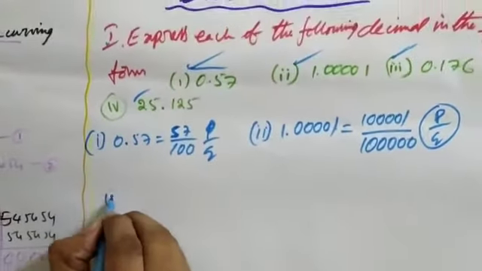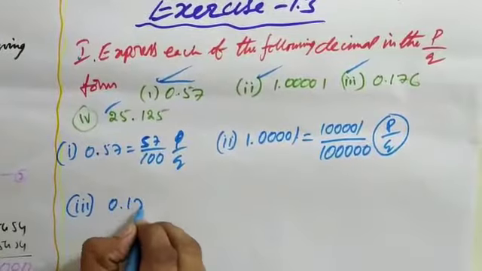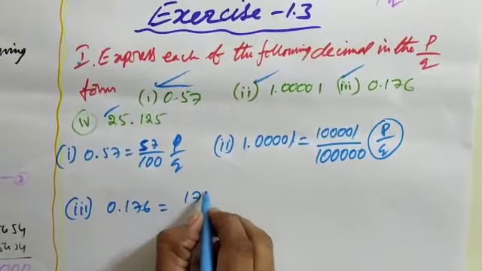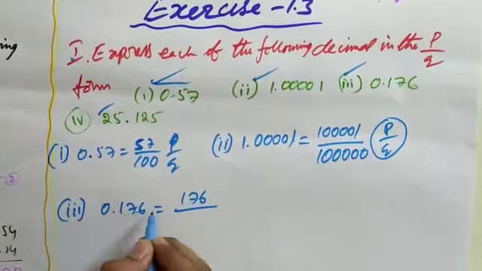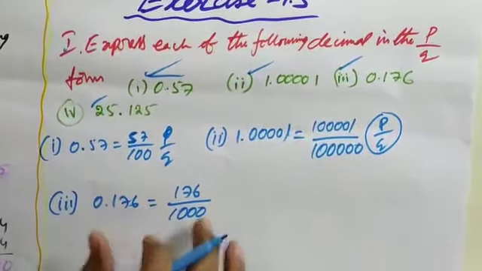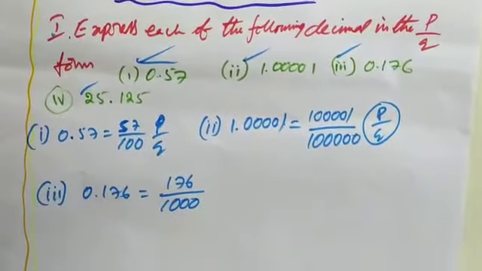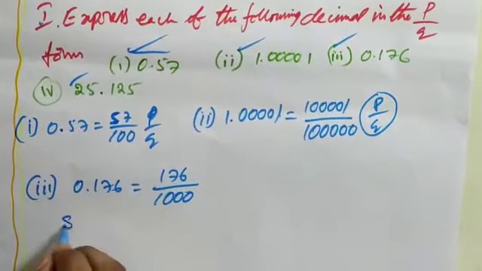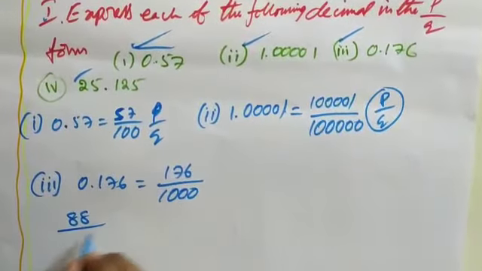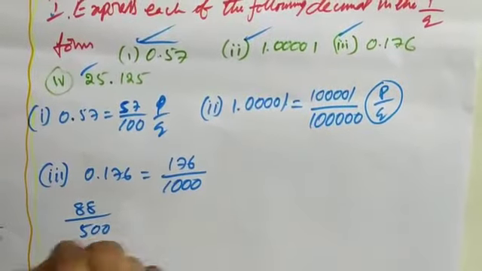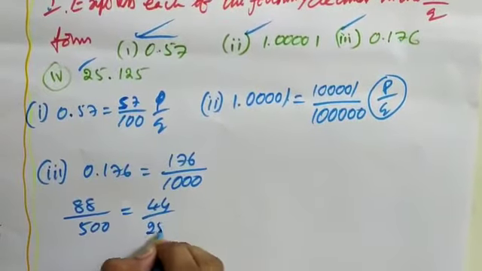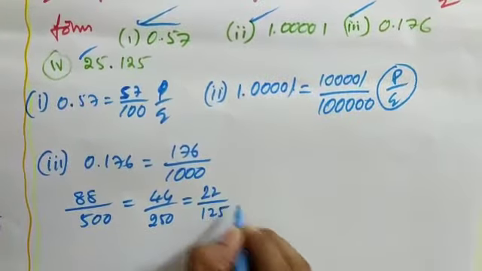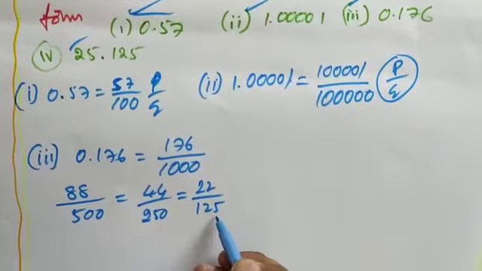Next, the third one is 0.176. That means 176 divided by, after the point, how many digits? Three digits, so 1000. Both are even numbers, so is there any cancellation? 88 divided by 500, also even. 44 divided by 250, also both even. Therefore 22 divided by 125. Now the numerator is even and the denominator is odd.